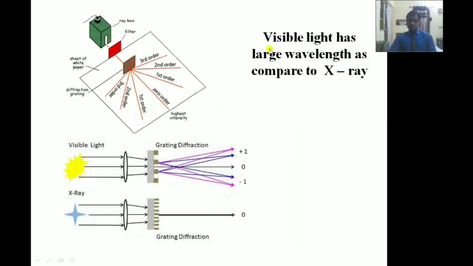So what happens when we use visible light? You know, the wavelength of visible light is larger compared to the wavelength of X-ray. Suppose I have a grating and this is the visible light coming from the source. If this light passes through the slit as parallel rays and then through the optical grating, it gives the zeroth order diffraction, first order diffraction on each side of the zeroth order, and then the second order and third order.